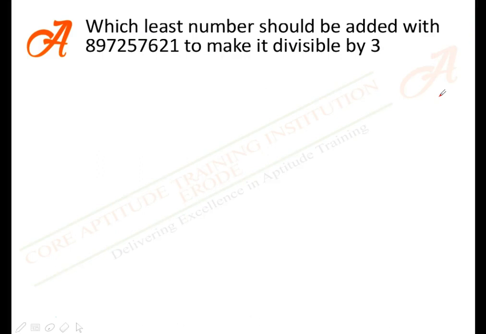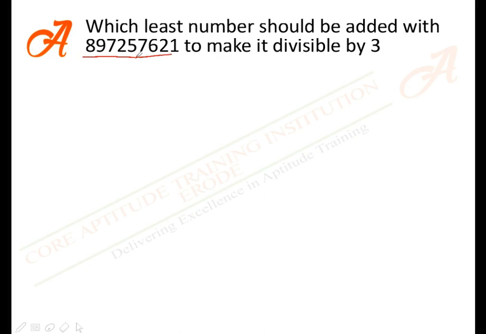Which least number should be added with 8, 9, 7, 2, 5, 7, 6, 2, 1 to make it divisible by 3? Now, friends, you tell me, first of all, whether this number is divisible by 3. How to check if this number is divisible by 3? How will you do that?